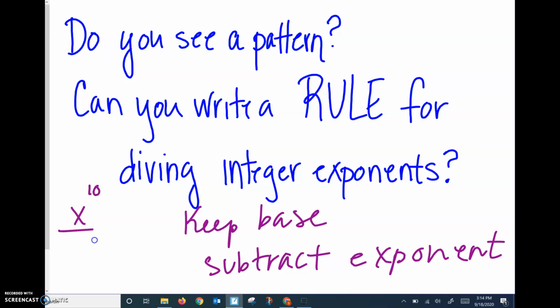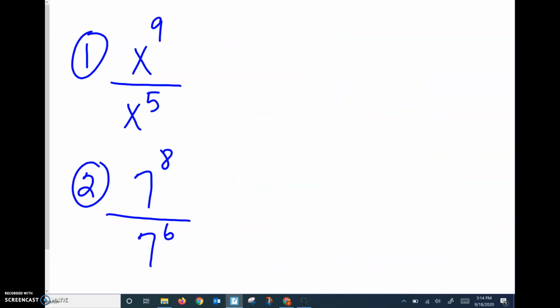X to the 10th and x to the 3rd. So what we do is x, 10 minus 3, and we get x to the 7th. All right, let's try a few sample problems here and see how this goes.